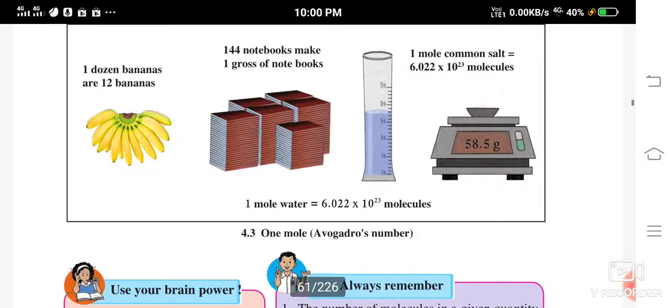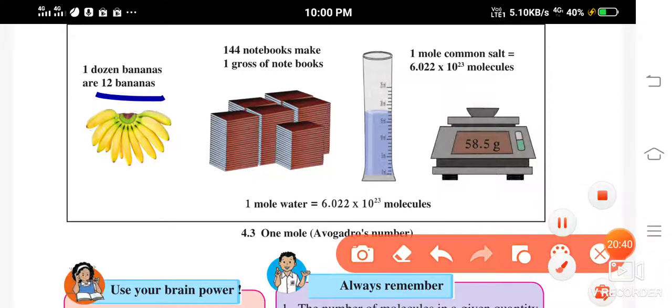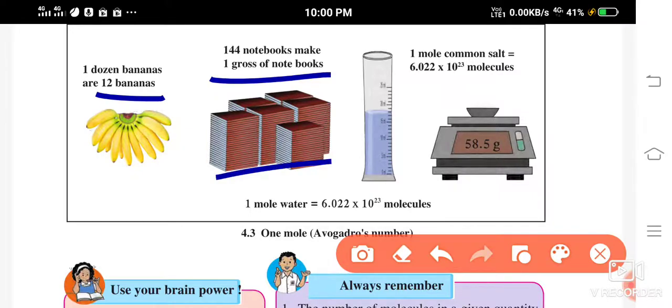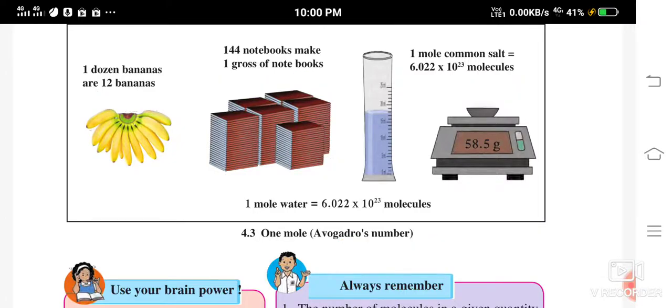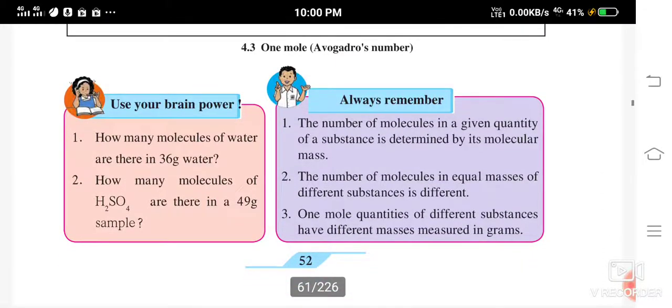Now see, 1 dozen bananas means how many bananas? 12 bananas, right? 1 dozen is 12. 144 notebooks make 1 gross of notebooks, you can see here. Then 1 mole of common salt, 1 mole of anything is equal to 6.022 into 10 to the power of 23 molecules. So that is Avogadro's number.